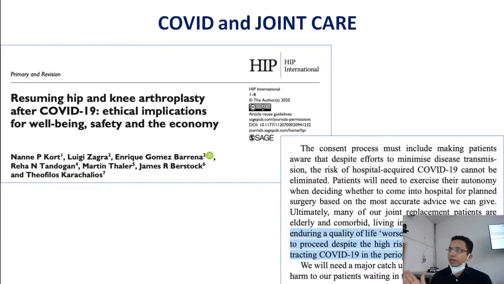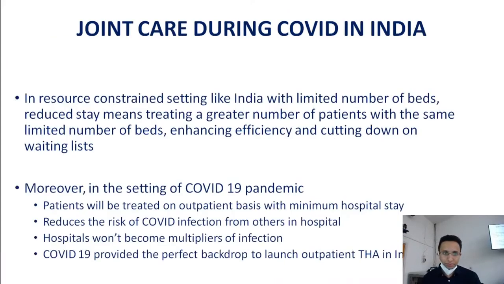So this was a particular paper in 2020, after the COVID pandemic. As you know, most elective surgeries have come down because of the COVID pandemic. But still patients are suffering because of disabling arthritis of the knee and hip. Some will even endure a quality of life worse than death and may wish to proceed despite the high risk of mortality from contracting COVID in the perioperative period. And the same was true of our patient, who was trying to go back home and come back again after COVID settled down.